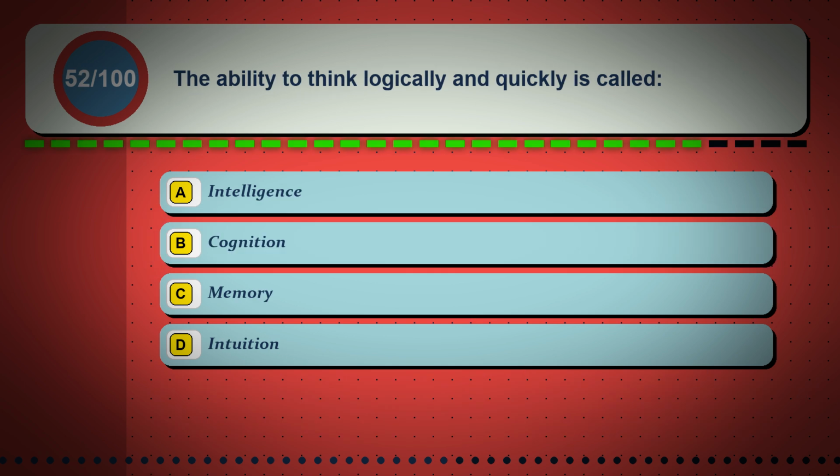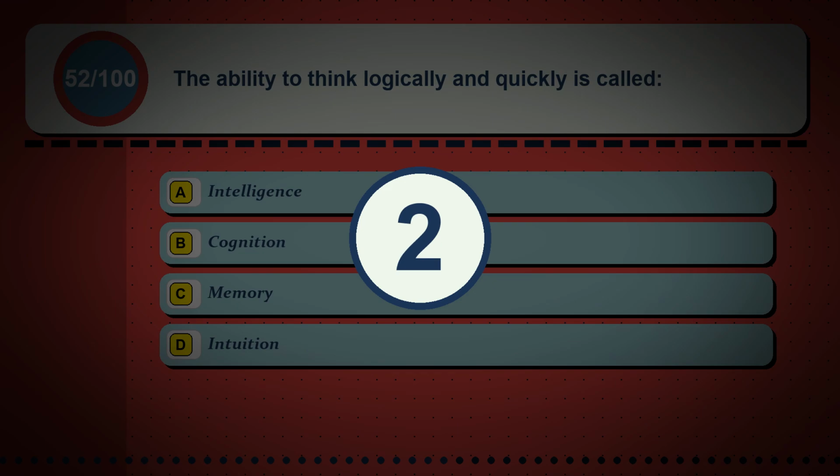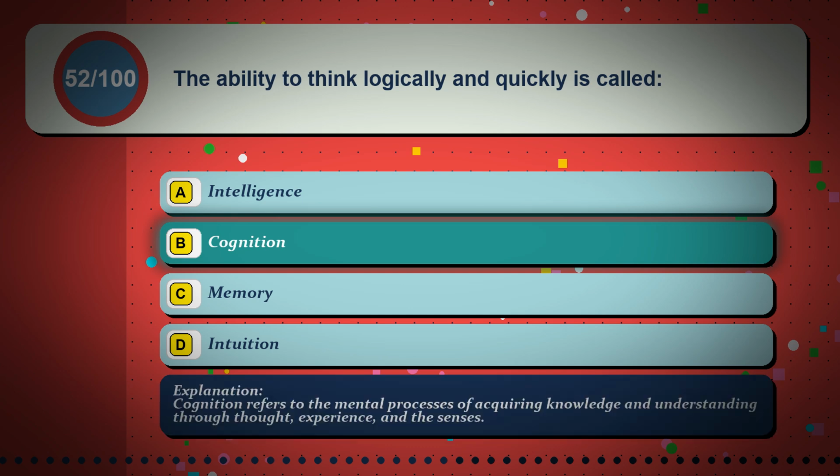Question 52. The ability to think logically and quickly is called: option A, intelligence. Option B, cognition. Option C, memory. Option D, intuition. The correct answer is option B, cognition. Cognition refers to the mental processes of acquiring knowledge and understanding through thought, experience, and the senses.